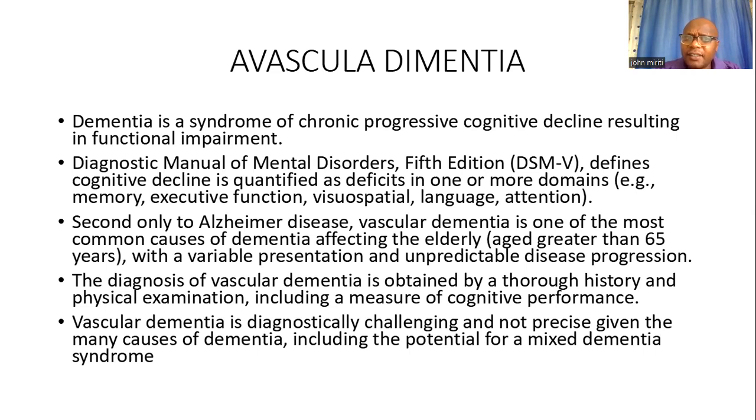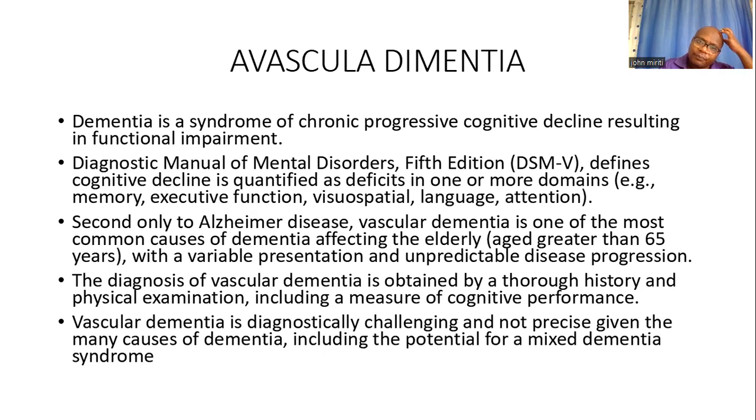So vascular dementia is classified as a neurological problem, which is like a syndrome of chronic progressive cognitive decline resulting from functional impairment of the brain. As per the Diagnostic and Statistical Manual of Mental Disorders, 5th edition, it is defined as a cognitive decline in quantitative deficit in one or more domains. For example, this person can have a decline in memory, decline in executive functions, or decline in visual spatial function, language and attention. So in case one person has a decline in these, then that is what we call dementia.